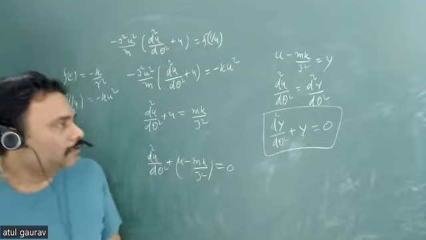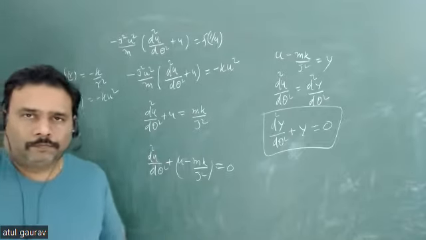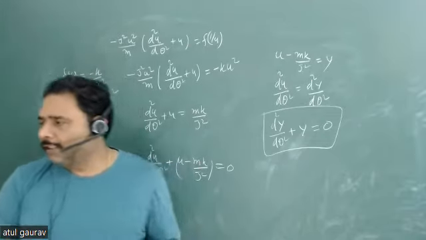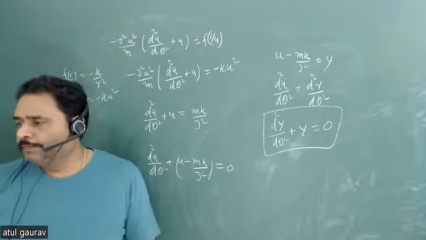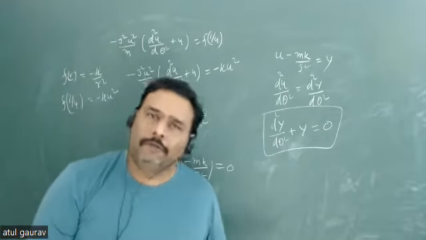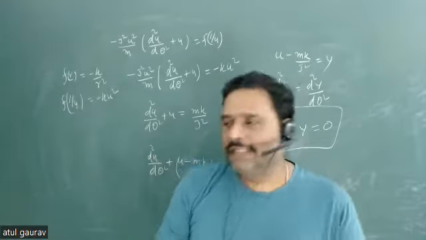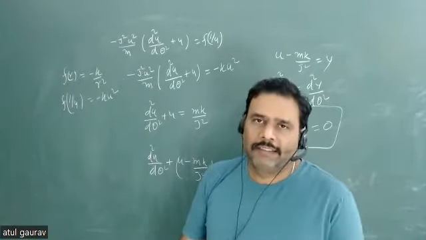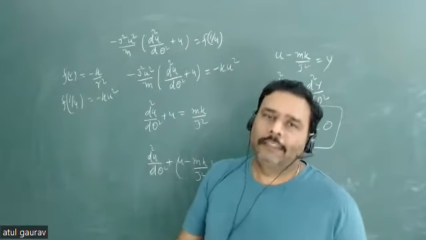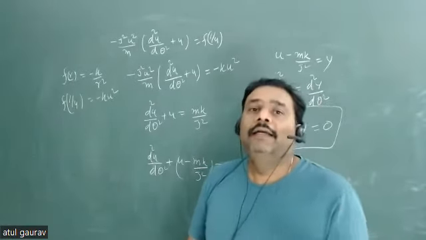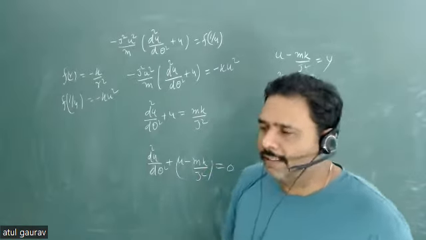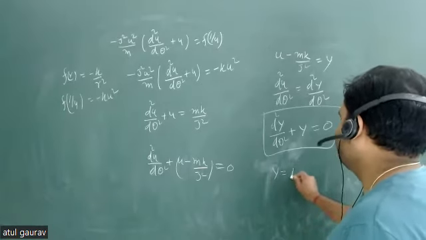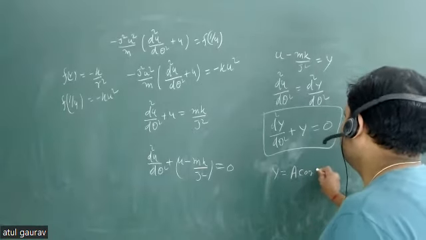What will be its solution? I hope everybody has done the differential equation chapter. What is the solution? Y is equal to a cos theta, y is equal to a sin theta, y is equal to a cos theta plus sin theta. Anything can be the solution, and it depends on the initial condition what the actual solution is. So we have deliberately taken our initial condition such that y is equal to a cos theta.